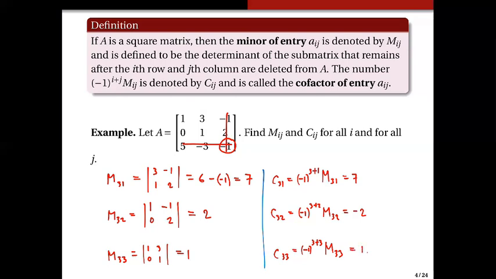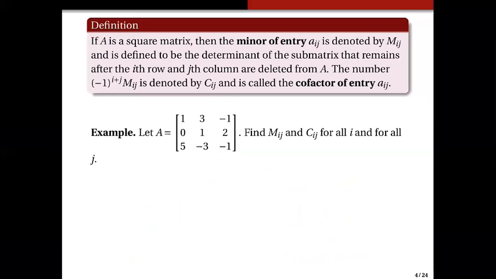If you notice here, if we go back, the value of the cofactors is either equal to the value of the minor or the negative of the minor. Just like C31, the value is equal to M31, but for C32, the value is equal to the negative of M32.